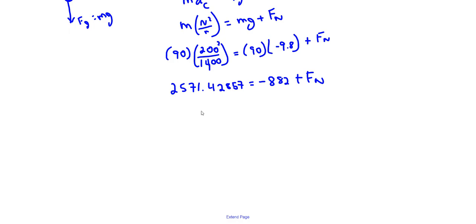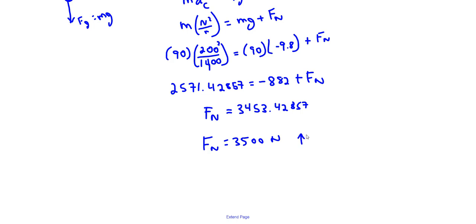And we're going to end up with a normal force of 3,453.42857. Let's round this off. We know we're going to go to two significant digits because we look at our input data and that's what we got. That's as precise as we can be. So we'll say the normal force has got to be 3,500 newtons.